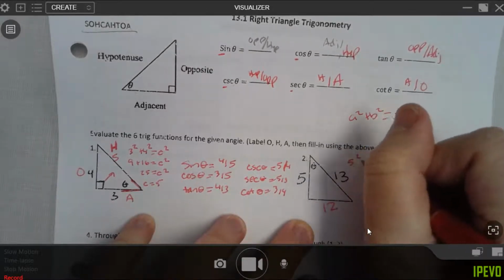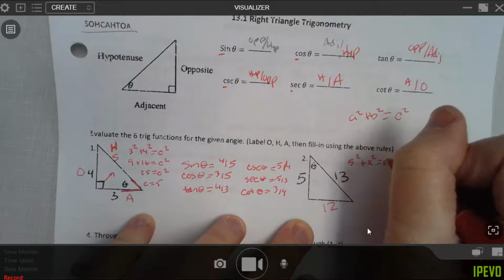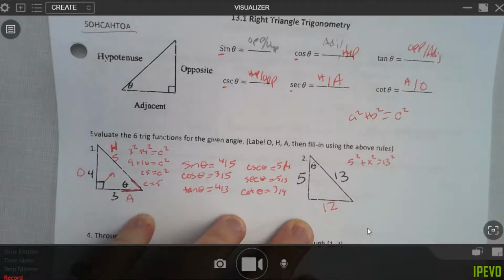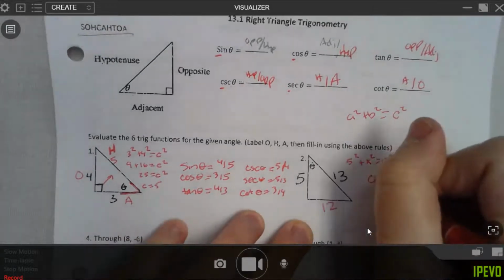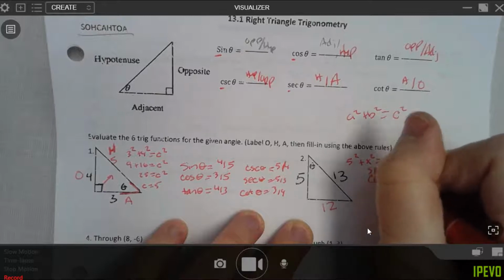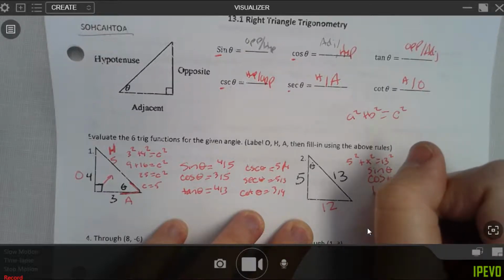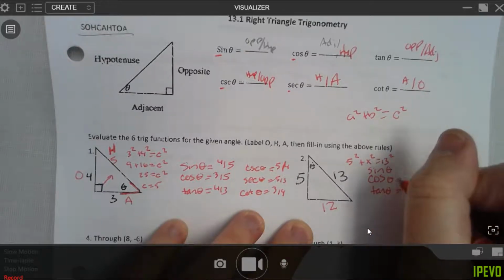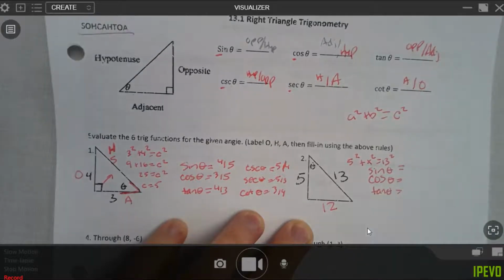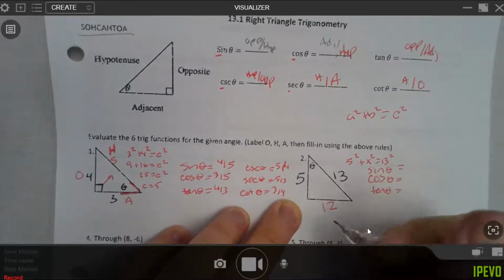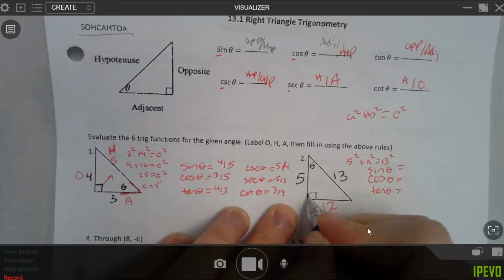All right, hopefully you came back and you found out this was 12, because you should have done 5 squared plus x squared equals 13 squared, solved it. You should have gotten 12. So then we're going to say sine of my angle, cosine of my angle, tangent of my angle. Now make sure you label it. Here's my angle. So here's the right angle down here. I should have marked that on your paper for you.